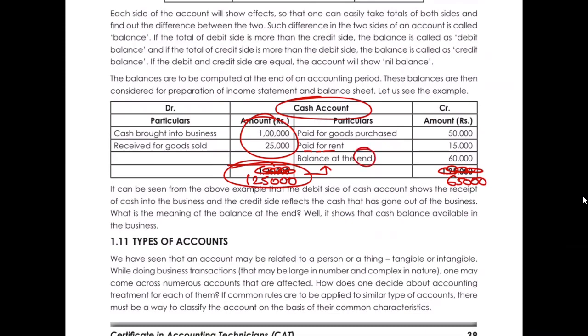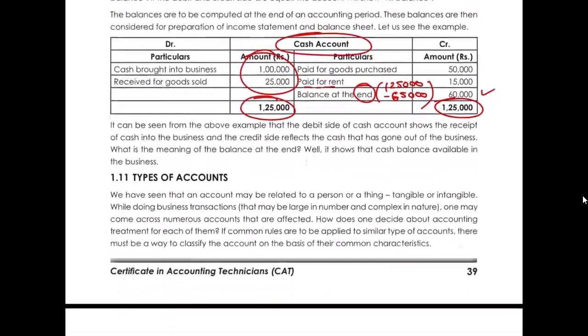So how is it calculated? The greater side balance, that is 1,25,000, minus the lower side balance, that is 65,000. So 1,25,000 minus 65,000 will come as 60,000, and in the total column we will write the total, that is 1,25,000, on both sides. That is how an account is represented. We will do this many times in the coming classes.